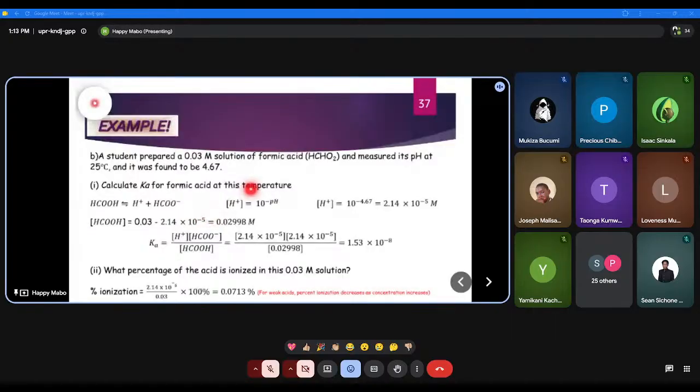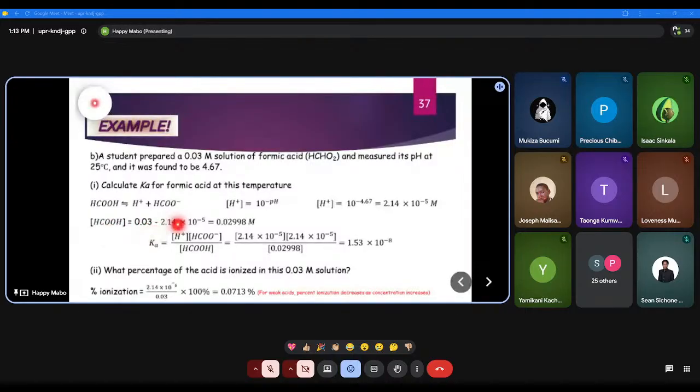So formic acid also is a monoprotic acid or monobasic acid. So when we substitute into this equation where there is pH, we put that value there, and the hydrogen ion concentration is found to be 2.14 times 10 to the power negative 5 molar concentration. So the concentration of formic acid that we were given initially was 0.03.